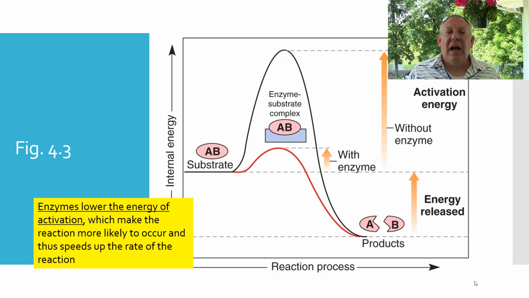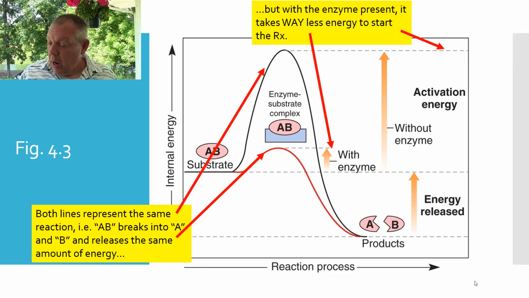That's what an enzyme does. In this way, it speeds up these reactions so that they happen faster, so that you can use that energy. That's what you need. These reactions need to happen faster so that you can stay alive. Again, both lines represent the same reaction. It's taking this molecule AB and breaking it into A and B and releasing the energy. But the enzyme means you have to put way less energy in to break those bonds. And so the reaction is faster, it's much more likely to happen.